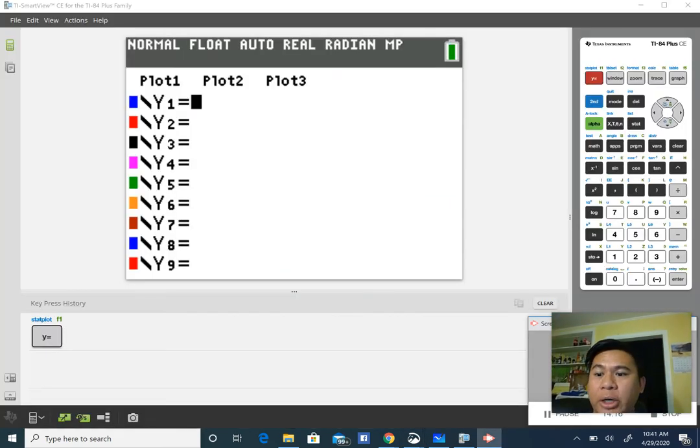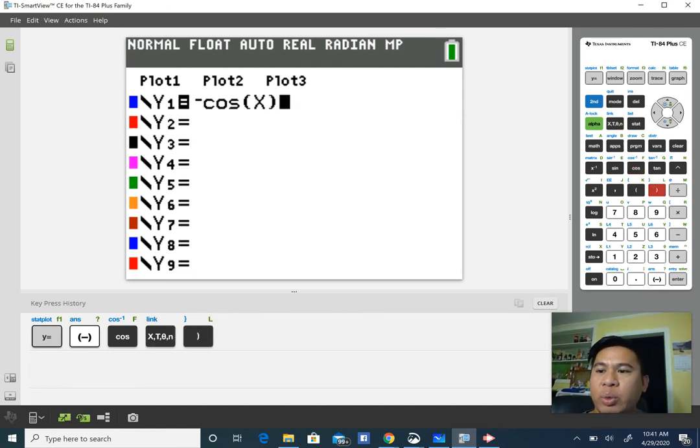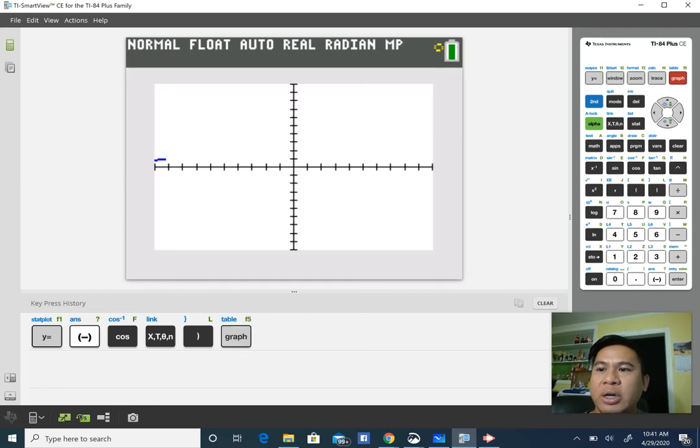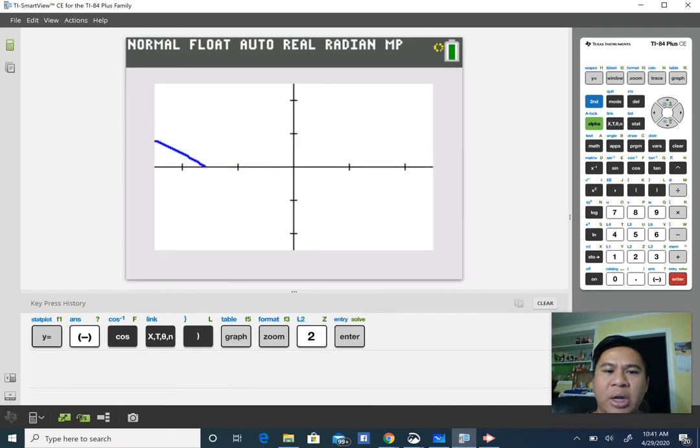Let's verify in our calculator what a negative cosine looks like, so that we can see that it is in fact the same graph as our Ferris wheel problem. Let's put in negative cosine of x, in radians, and press graph. As we can see, that is the case for what we had a while ago. Let's zoom in by pressing zoom 2 and enter. We can see that in fact, it is what we had a while ago.